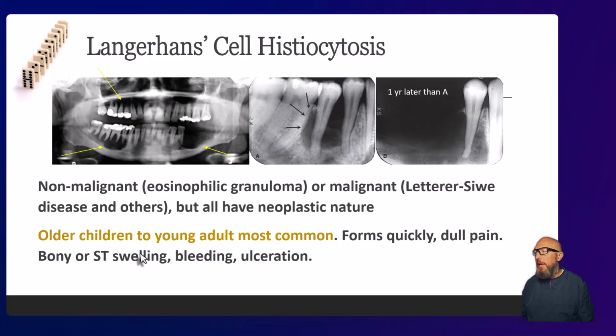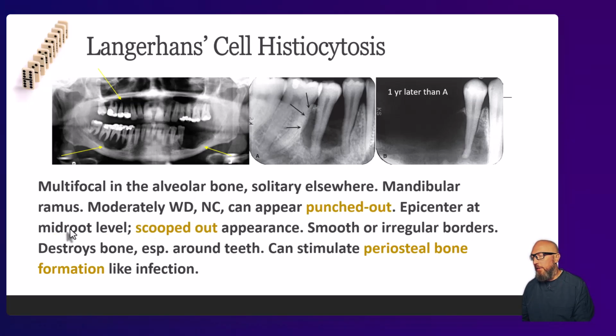It's looking a lot more like a malignancy, right? This is a disease of youth. It occurs in older children to young adults, and can cause other clinical signs: dull pain, bony or soft tissue swelling, bleeding, ulceration. I already described the imaging here, but it's moderately well-defined, non-corticated, punched out.